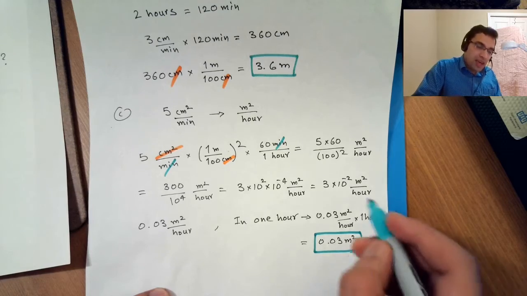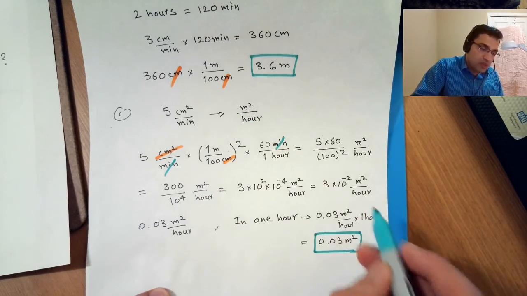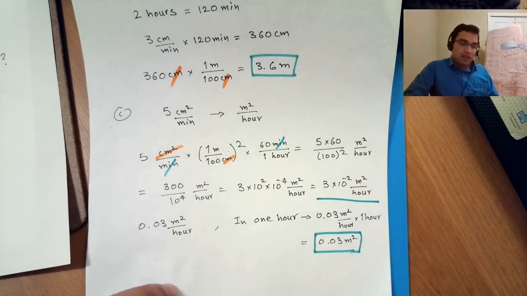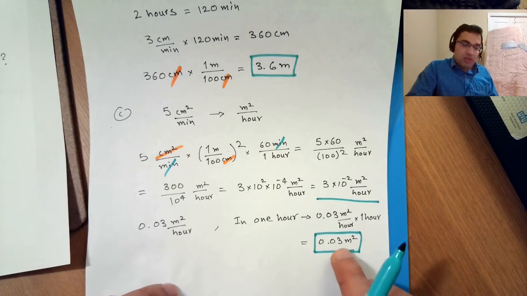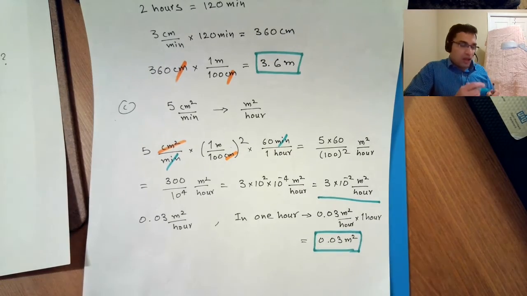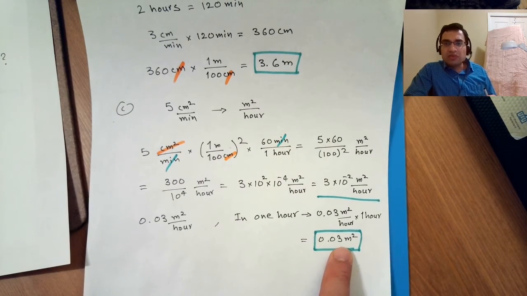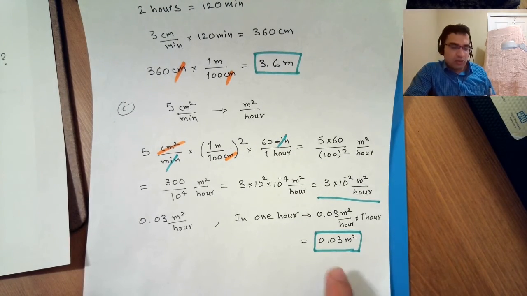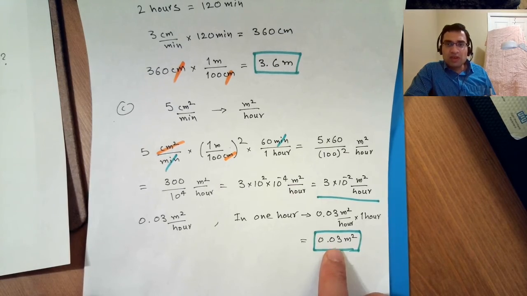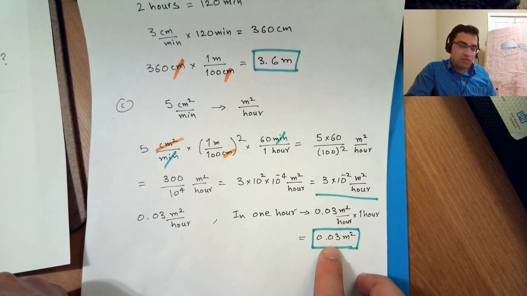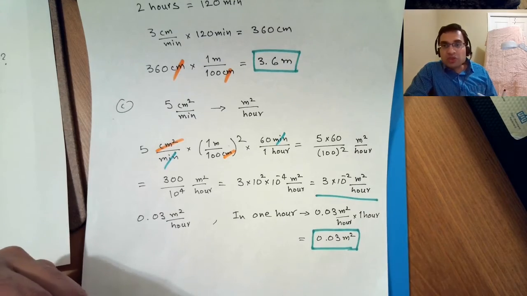So remember, the pace in this unit meter square per hour was this, but in 1 hour, it weaved this much. How about in 2 hours? How much would it weave in 2 hours? Twice of this much, right? How about in 3 hours? It'll be thrice of this much, right? In 10 hours, it's going to be 10 times this much, which is 0.3 meters square.